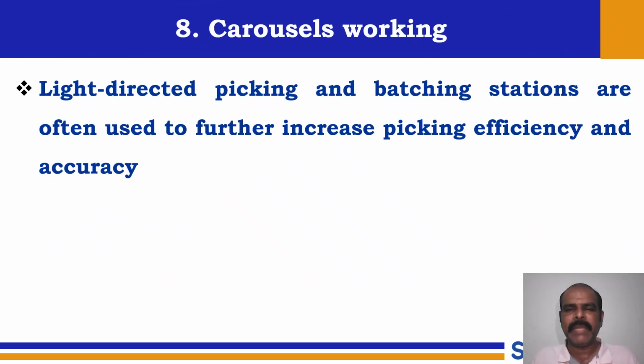Light-directed picking and batching stations are often used to further increase picking efficiency and accuracy. Earlier we saw one category where we use a light-based, that is display-based, concept. Carousels are usually of that nature, where display is very easy and it helps us get the products within a short time.